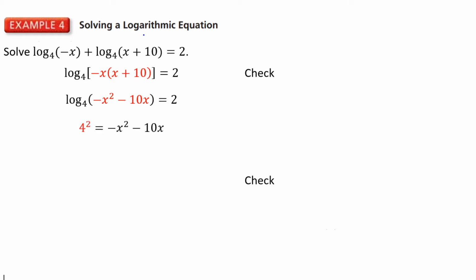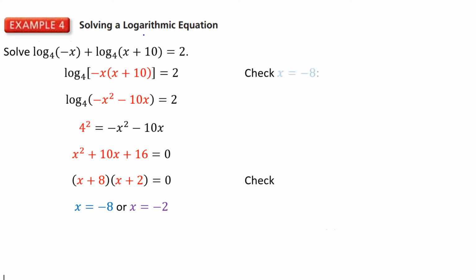So 4 to the second power equals negative x squared minus 10x, and we can simplify things by bringing the two terms on the right over to the left by adding, and 4 squared equals 16. We can factor this by saying that x plus 8 and x plus 2 multiplied together equals 0, and therefore we come to the idea that x could equal negative 8 or negative 2.